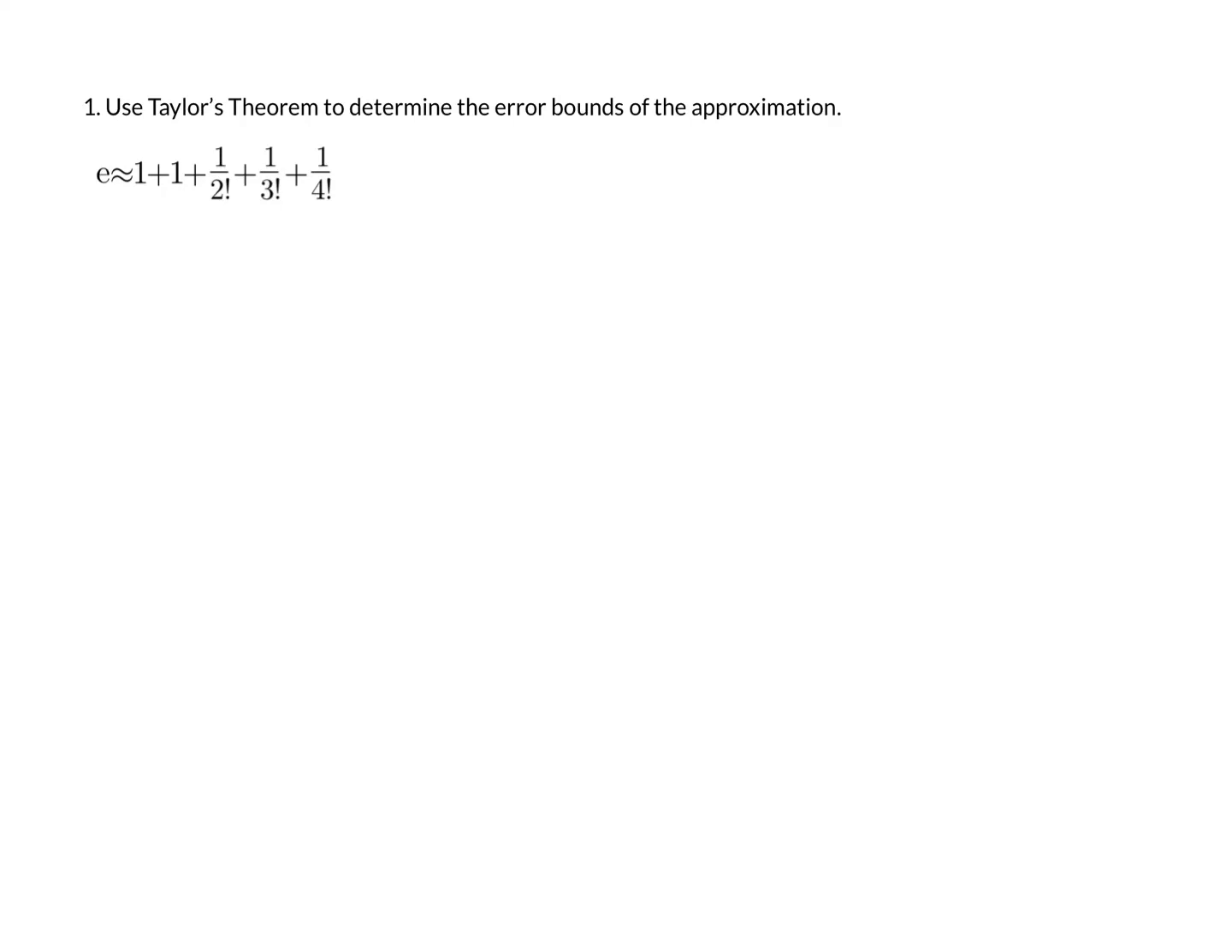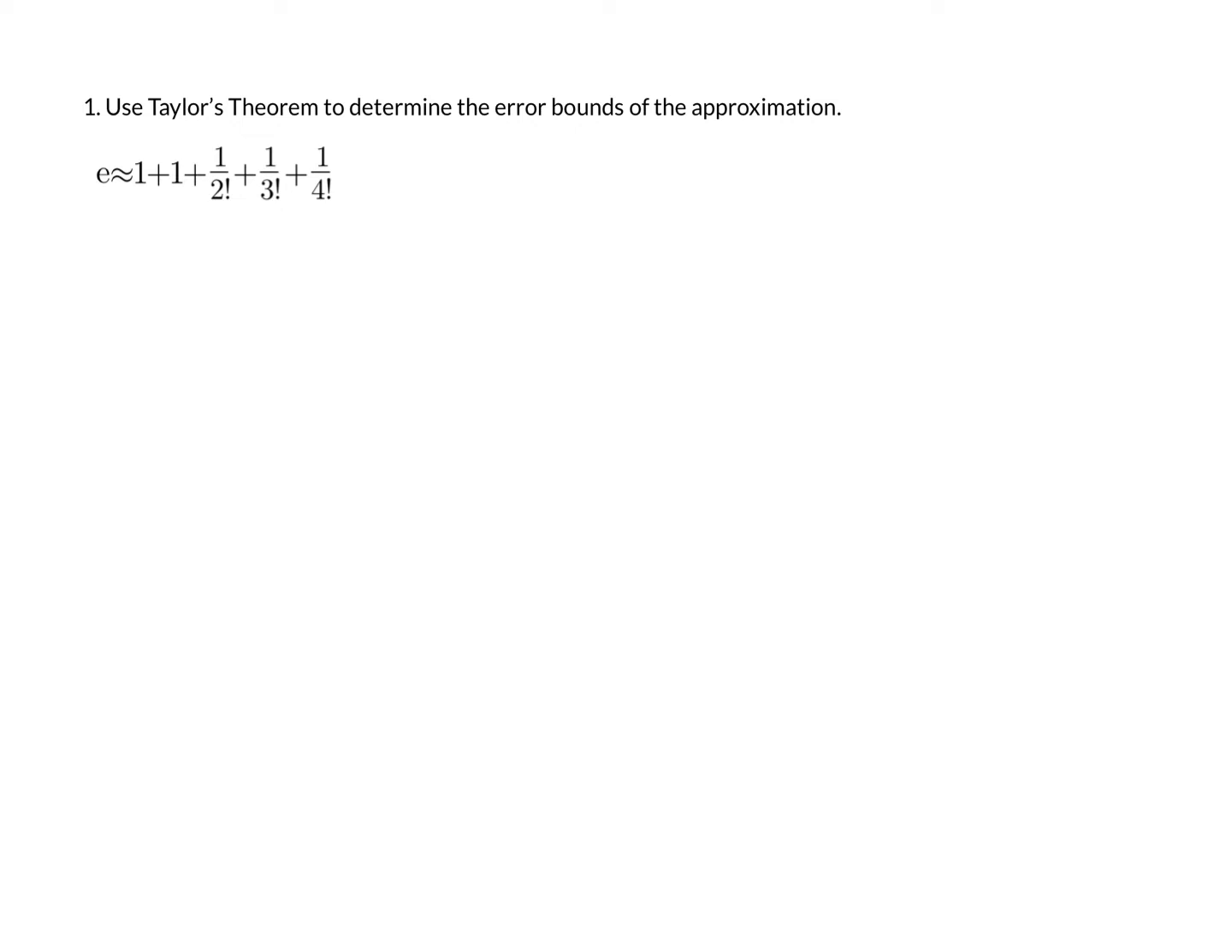All right, let's look at worksheet 7.5, problem number 1. The directions say use Taylor's theorem to determine the error bounds of the approximation. And the problem says e is approximately 1 plus 1 plus 1 over 2 factorial plus 1 over 3 factorial plus 1 over 4 factorial.